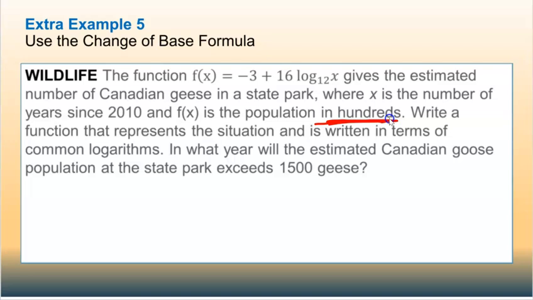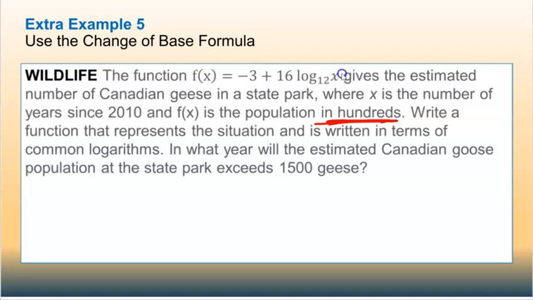In what year will the estimated Canadian goose population at the state park exceed 1,500 geese? Now, I'm not going to write this one completely in common logarithms because there is actually a quicker way of doing it, and I'm going to show you the quicker way. So, we need to solve for x.